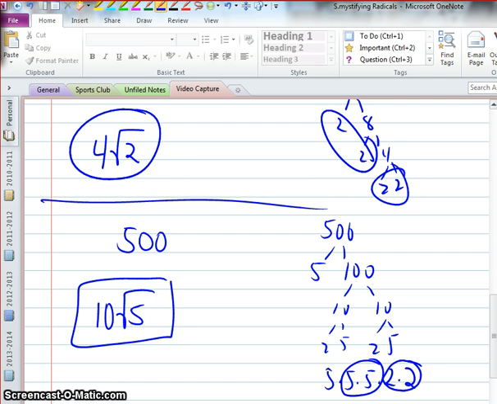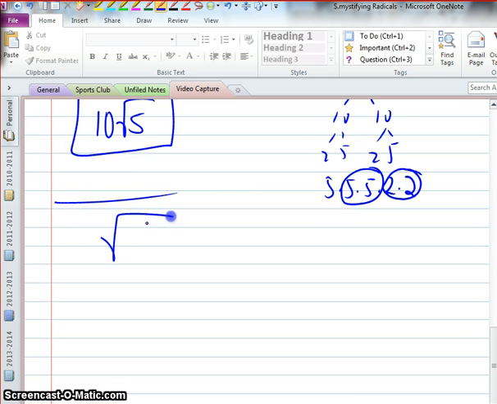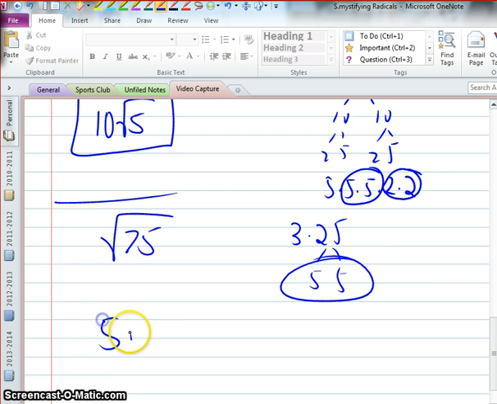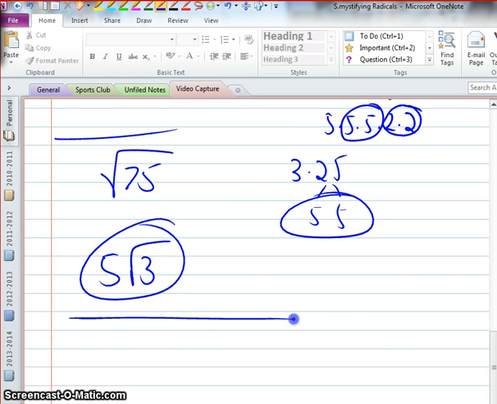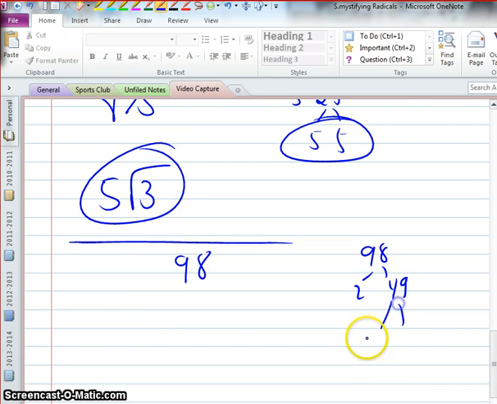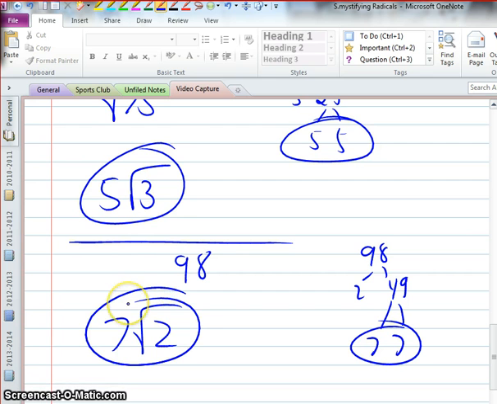Let's try a few more just to make sure we got the concept down. Square root of 75 is 3 times 25, which is 5 times 5. Pair of 5's comes out, 3 stays in. 98. 98 is divisible by 2. It's 2 times 49. 49 is 7 times 7. Pair of 7's comes out, 2 stays behind.